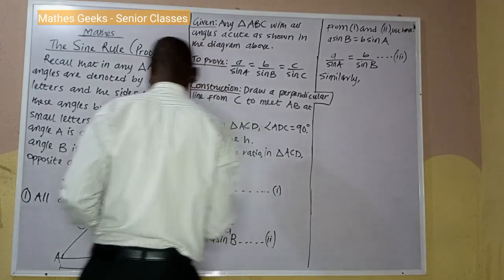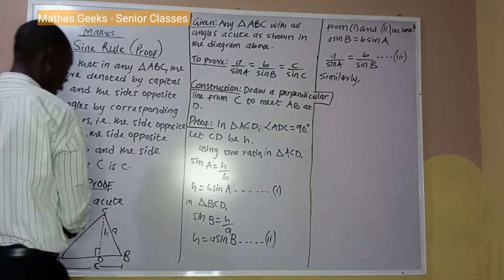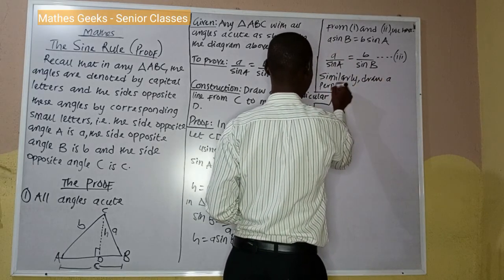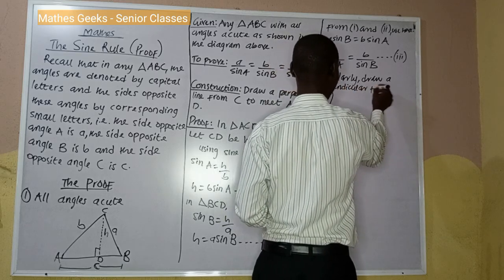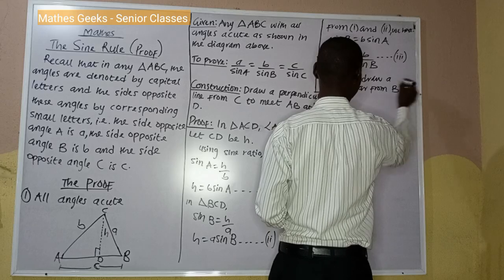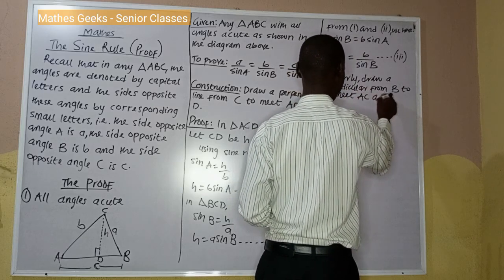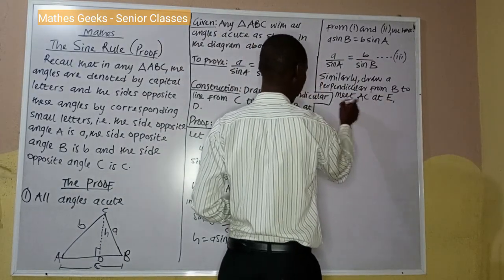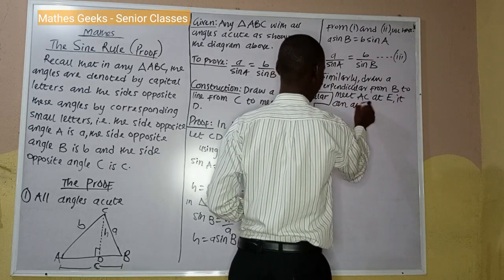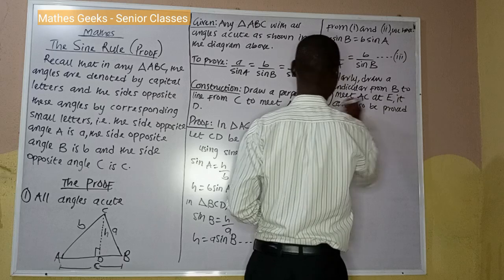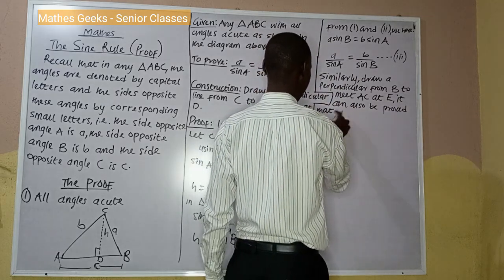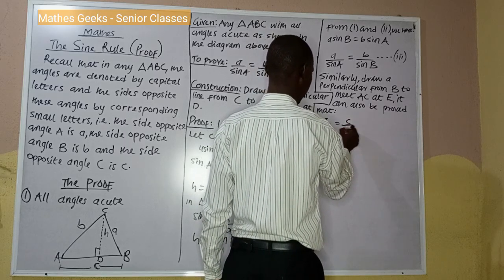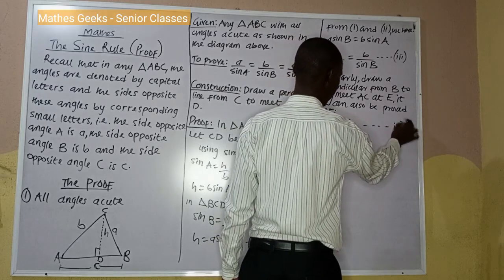If we draw a perpendicular from B to meet line AC at E, we discover that it can also be proved that A over sine A is equal to C over sine C. This is equation 4.